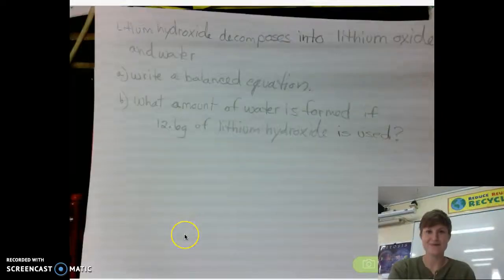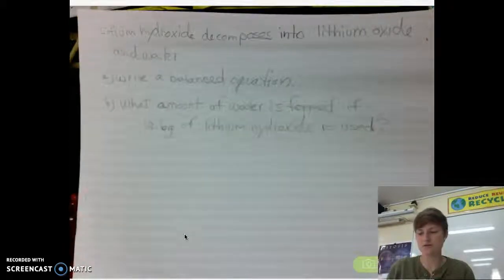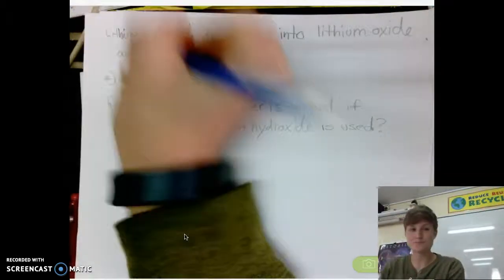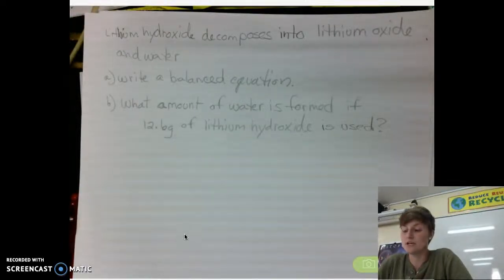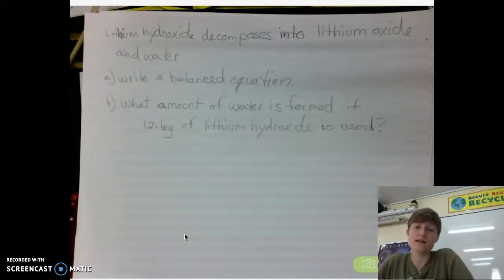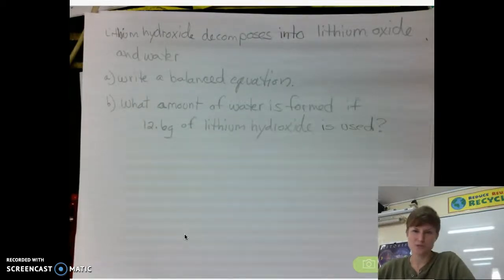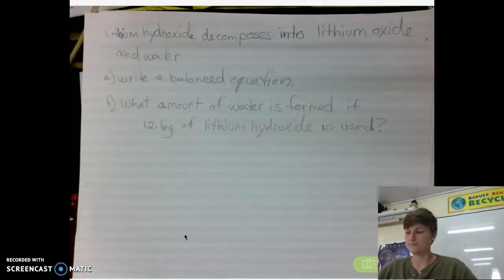way. Next problem. So here we have more of our chapter 12 problems with a little bit of 11 in there. So we start with lithium. Lithium hydroxide decomposes into lithium oxide and water. So first off, write your skeleton equation, so that way we can do part A, write a balanced equation, and then from that we can do B, figure out how much water would be formed if we have 12.6 grams of lithium hydroxide in the beginning.